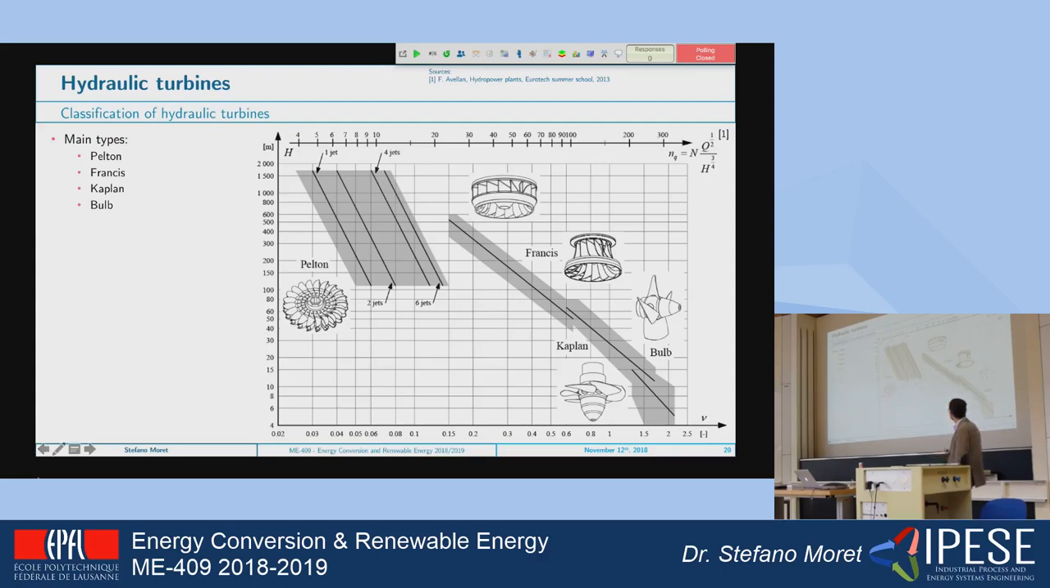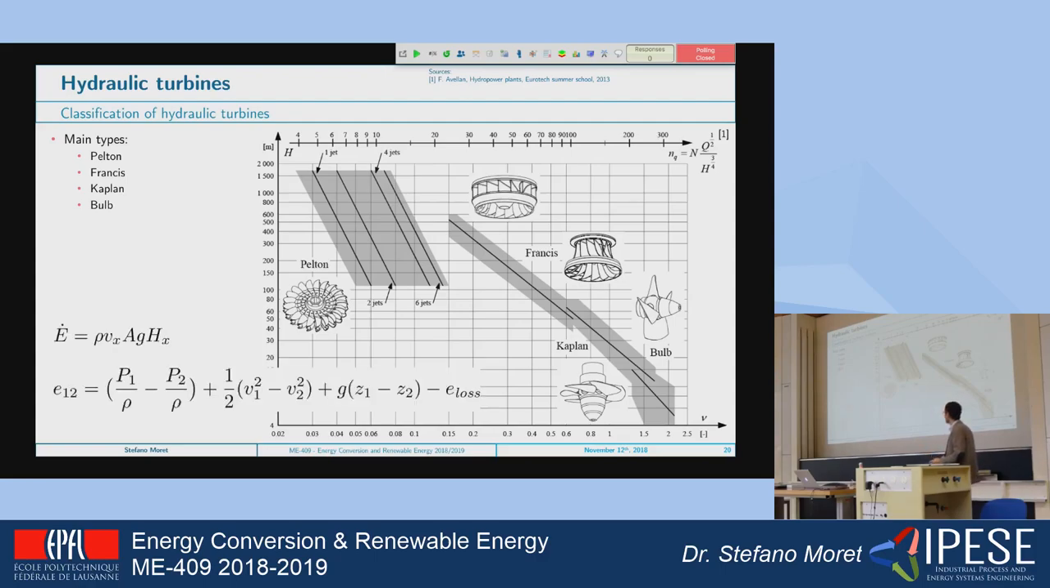So you have on the y-axis the head, so the difference between the high and the low reservoir. Here you have the specific speed, which is proportional to the discharge. And based on the way in which your site is made, you can select your turbine. So you will use a Pelton turbine if you have a very high head and low discharge. You would use a Kaplan turbine if you have a very low head, such as a river, for example, and very high discharge. So these are the ways to select the turbines that are used in practice.